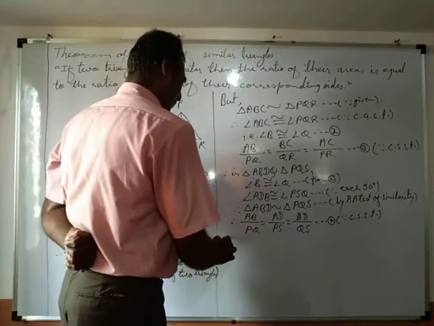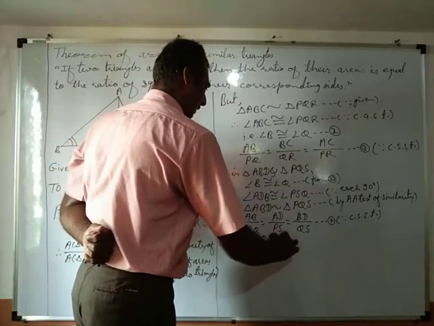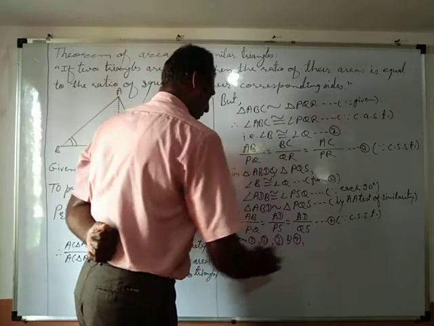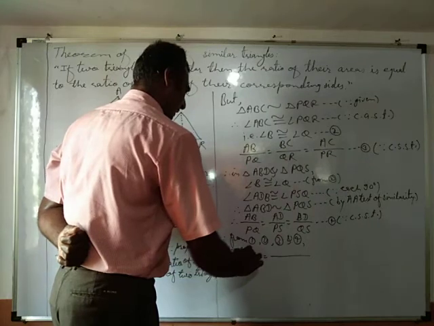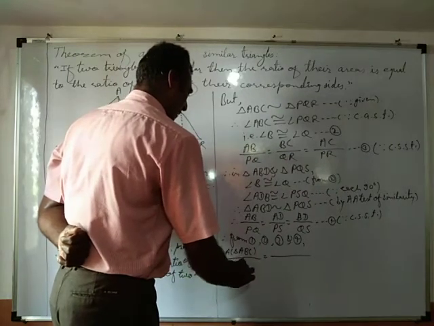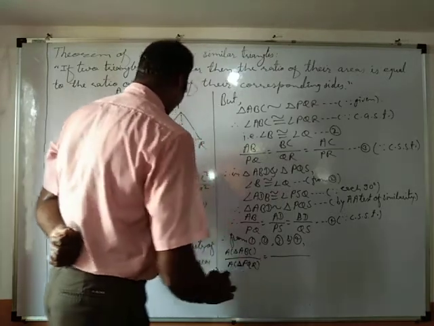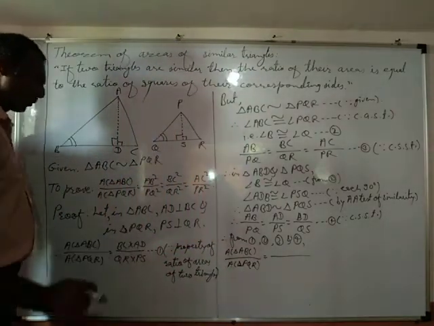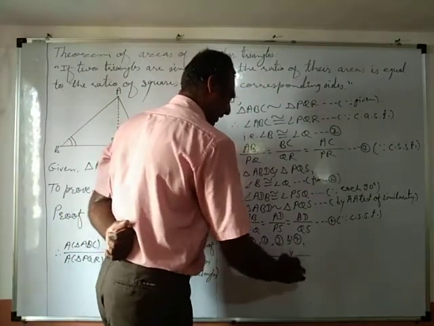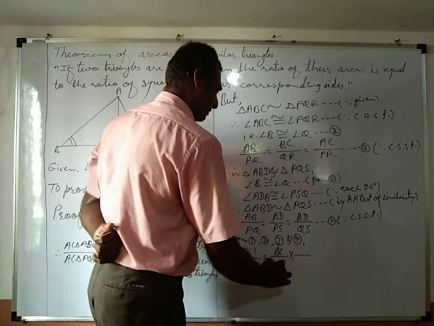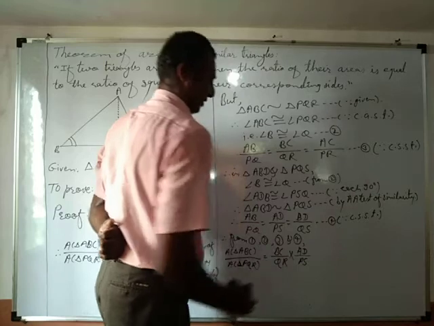Okay, and therefore from 1, 2, 3 and 4, equation 1 tells us area of triangle ABC upon area of triangle PQR equals BC into AD upon QR into PS. Let's split bases and heights. Means BC upon QR into AD upon PS.